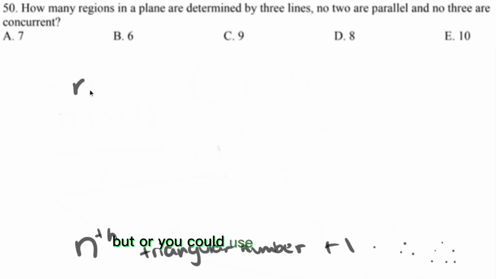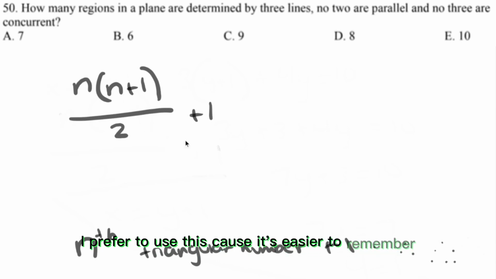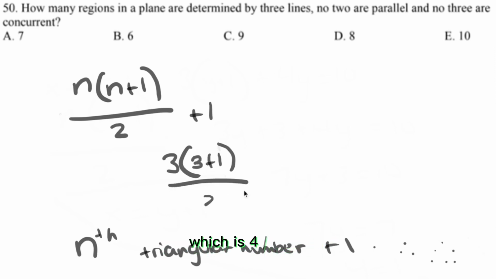Or you could use n times n plus 1 divided by 2 plus 1. So this is just your formula for your triangular number. I prefer to use this because it's easier to remember. Anyways, let's solve. So we've given 3 lines. So that's 3 times 3 plus 1, which is 4, divided by 2 plus 1. So this simplifies to 12 over 2 plus 1, which is just 6 plus 1, which is 7. So this equals 7. And that's your answer.